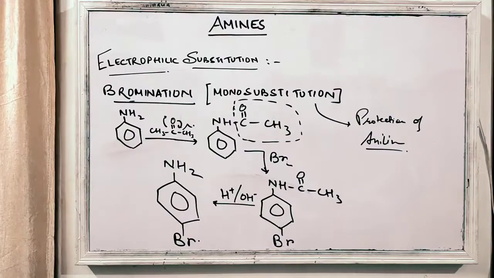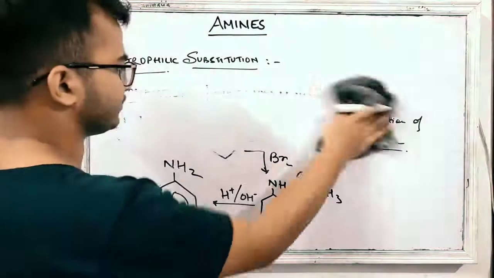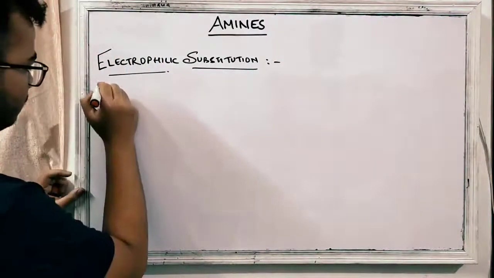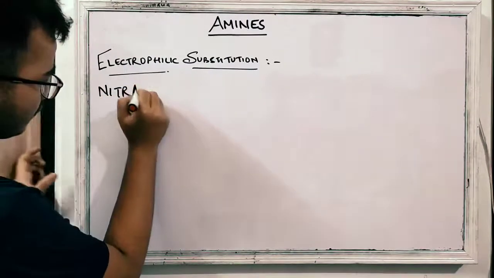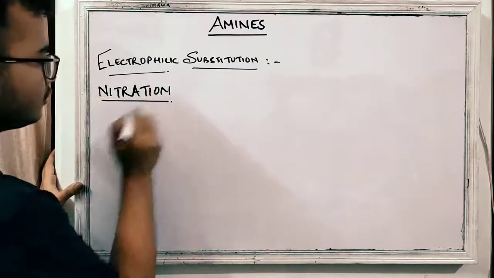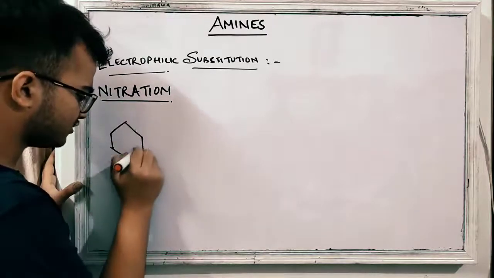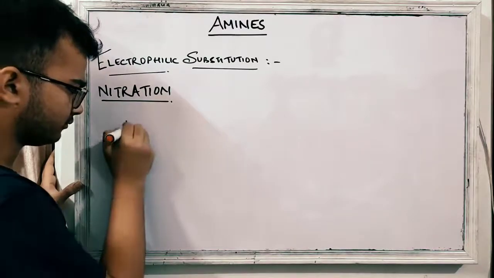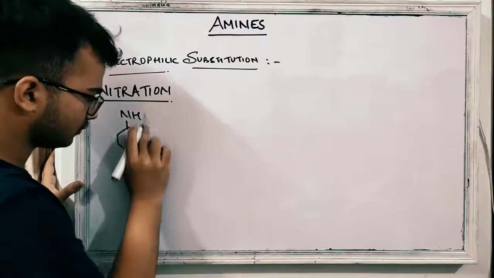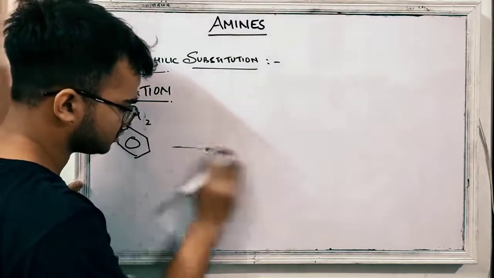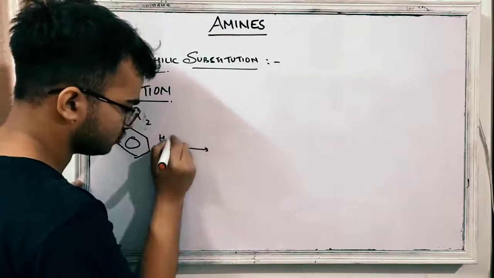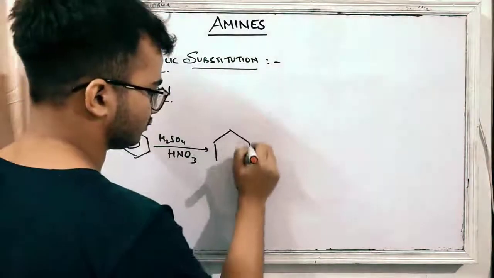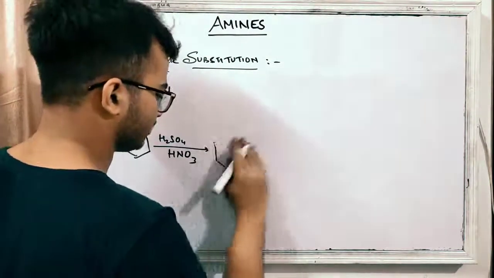Done. So, let us see about the nitration. Nitration is a peculiar case, please try to remember it. This is my aniline, NH2. So, for nitration you have to react it with H2SO4 and HNO3. So, what happens here is you get two peculiar things, or three products rather.